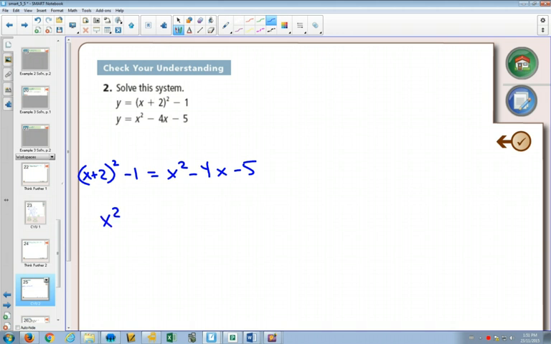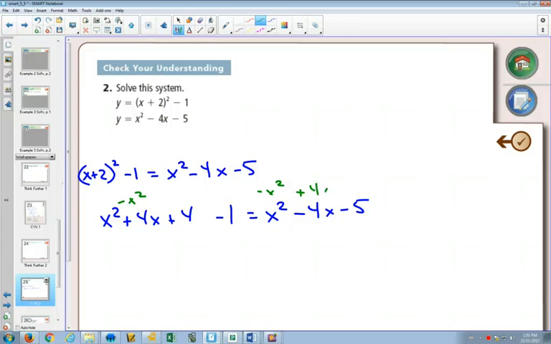So we'll get x squared plus 4x plus 4 minus 1 equals x squared minus 4x minus 5. Since it's a quadratic equation, you probably tried to move everything over to one side. So you subtracted x squared on both sides. You added 4x to both sides. And you added 5 to both sides. But when you subtracted x squared from both sides, the x squareds went away. And you were left with just 8x plus 8 equals 0.